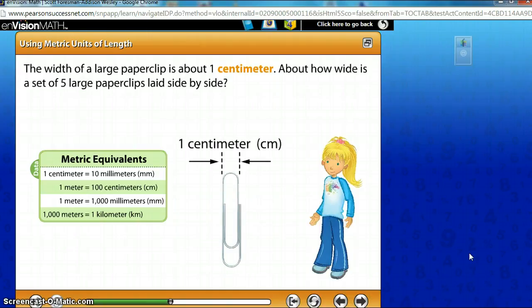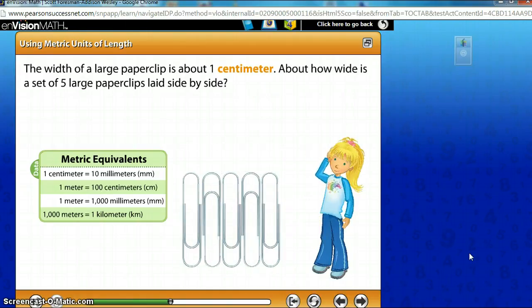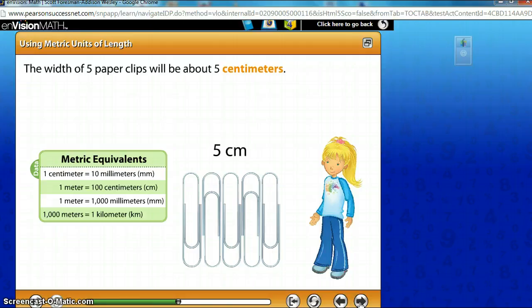The width of a large paperclip is about 1 centimeter. About how wide is a set of 5 large paperclips laid side by side? About how wide, Kennedy? Using what you know about centimeters. Here's 1 centimeter. Count them for me. 2, 3, 4, 5. How many centimeters, Kennedy? There you go, 5. The width of 5 paperclips will be about 5 centimeters.